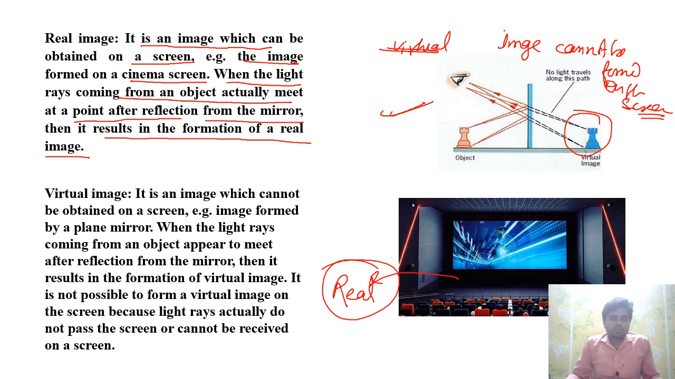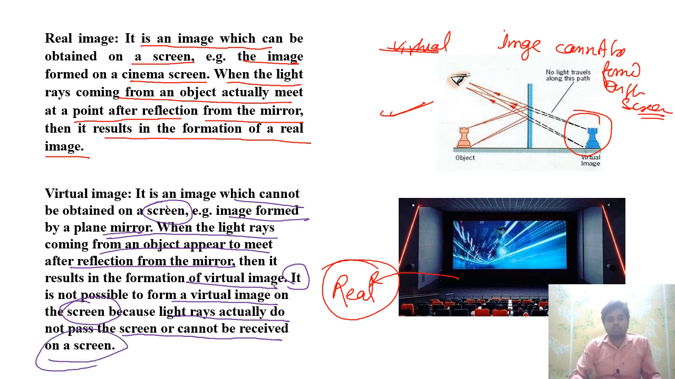What is a virtual image then? It is an image which cannot be obtained on the screen. This is the must point. Example: the image formed by the plane mirror. When the light rays coming from an object appear to meet after reflection from the mirror, it results in the formation of a virtual image. It is not possible to form the virtual image on the screen, because the light rays actually do not pass through the screen. So this is all about the virtual image.